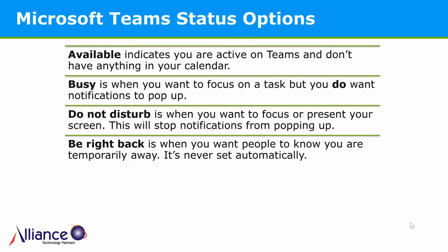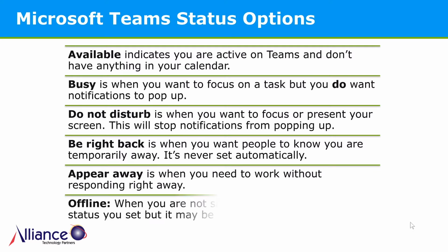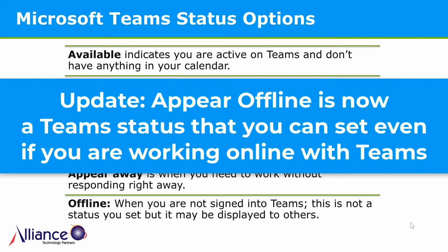Be Right Back, or BRB, is when you want people to know that you're just temporarily away. It's not going to be set up automatically by Teams for you. It's something you need to pick. Appear Away is when you need to work without responding right away. Offline is when you're not signed into Teams. This is not a status that you set, but it may be displayed to others.